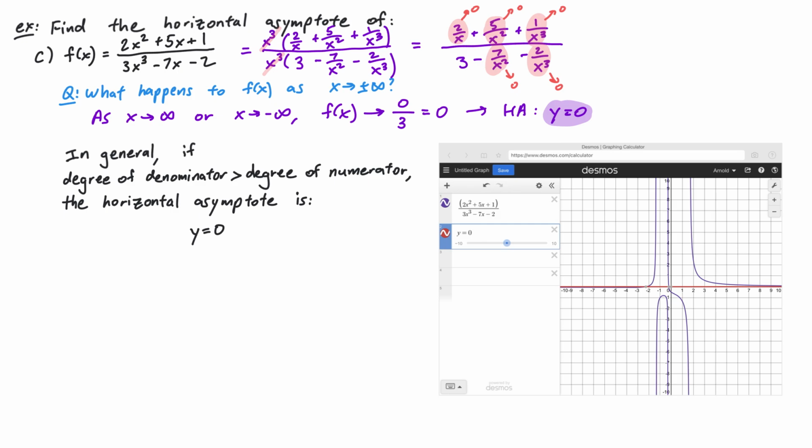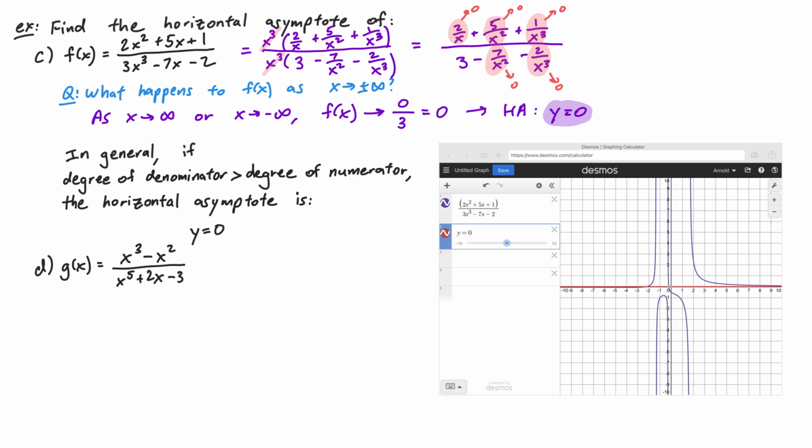So in general, our pattern is if the degree of the denominator is larger than the degree of the numerator, the horizontal asymptote is the line y equals 0. Now that we know this pattern, we can identify horizontal asymptotes really easily. In example D here, we want to find the horizontal asymptote of x cubed minus x squared divided by x to the fifth plus 2x minus 3.